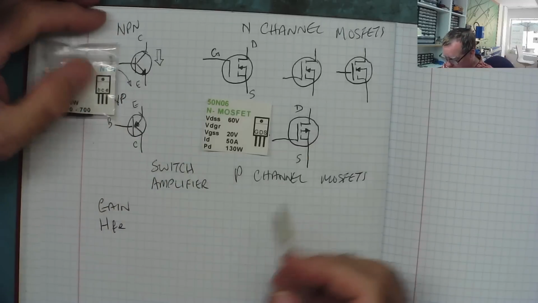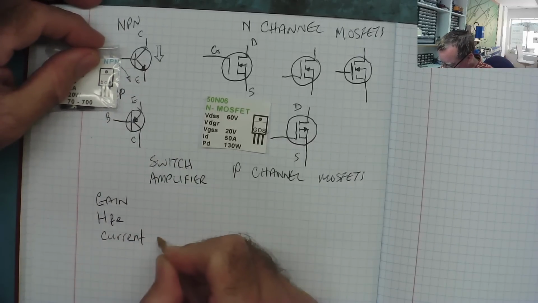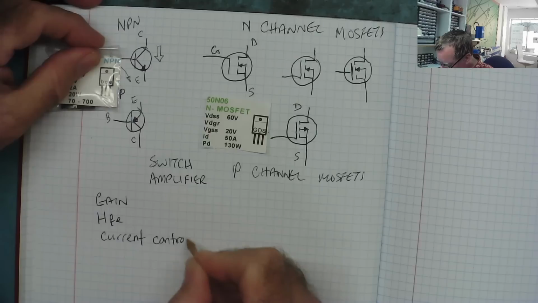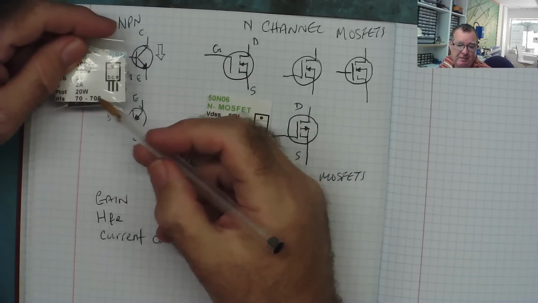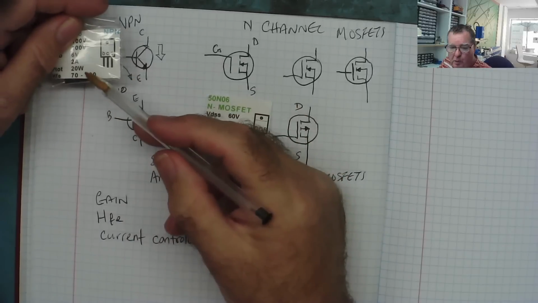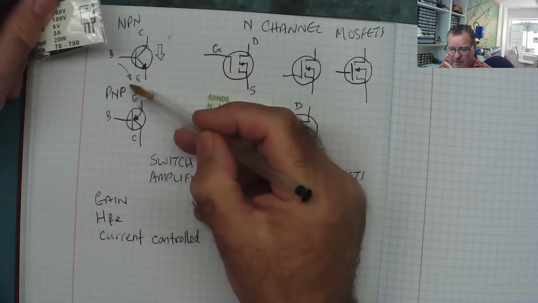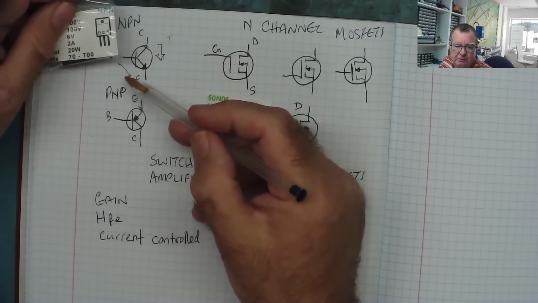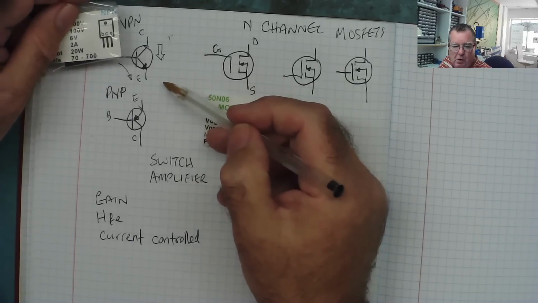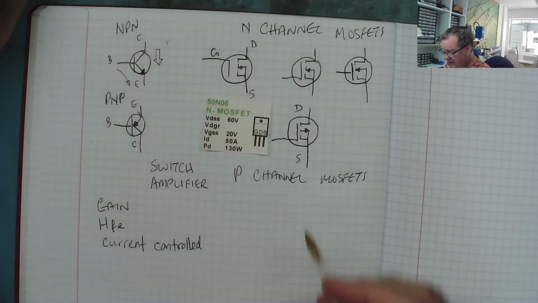The bipolar transistor then is a current controlled device, and it will have a gain which is expressed as HFE, which effectively is the number of times the collector current is larger than the base. So for example, if the base current was 2 milliamps and the collector current was 140 milliamps, that's a gain of 70. So that's what it is.